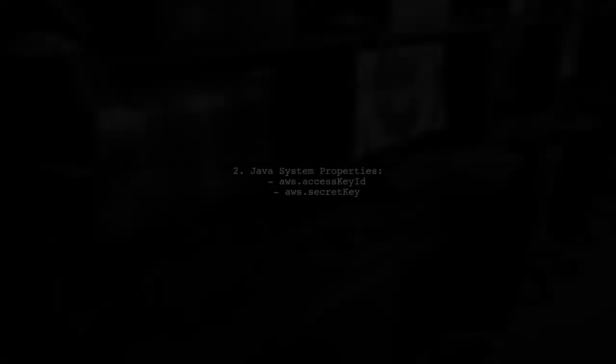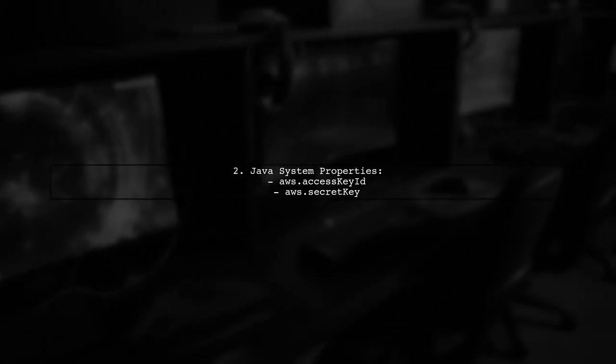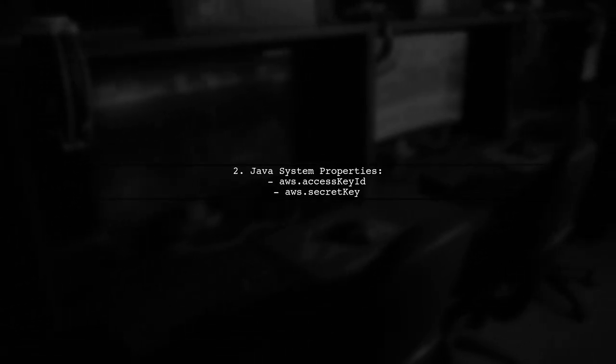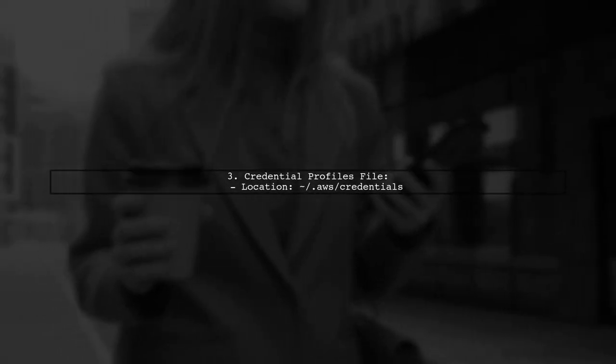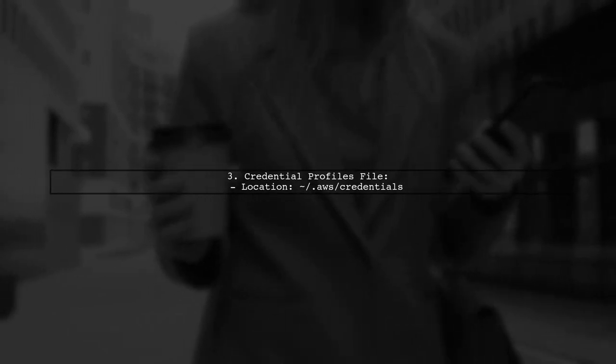First, it looks for environment variables like AWS_ACCESS_KEY_ID and AWS_SECRET_ACCESS_KEY, which are recommended for all AWS SDKs. Next, it checks Java system properties for aws.accessKeyId and aws.secretKey. Then it looks for a credentials file in the default location, which is shared by all AWS SDKs.